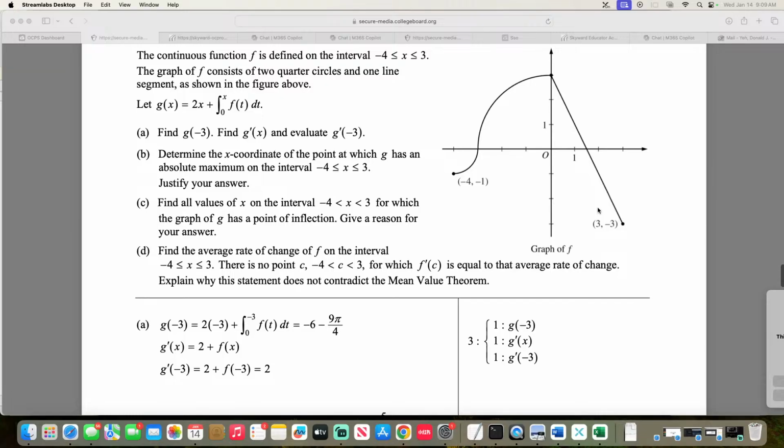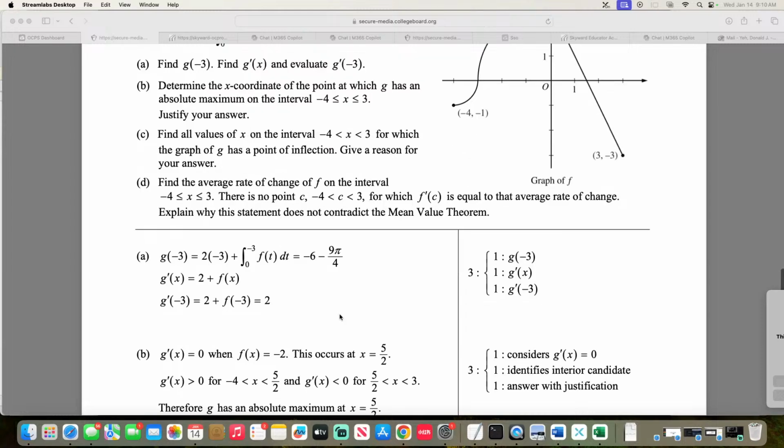So do you know the slope of this straight line? What is the slope? Not 2. -2, good. So it'll be y equal to -2x plus 3. Does that make sense? And then -2x plus 3 is equal to -2. So therefore, you go ahead and solve it. X equal to 5/2. So that's how you get 5/2.